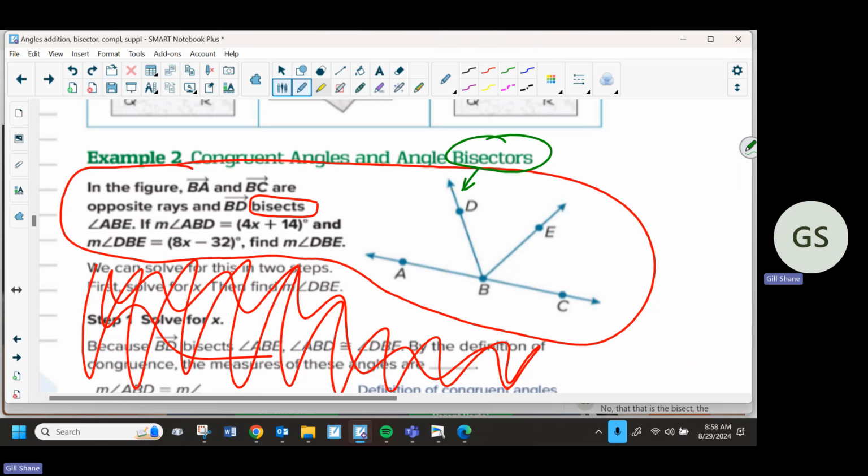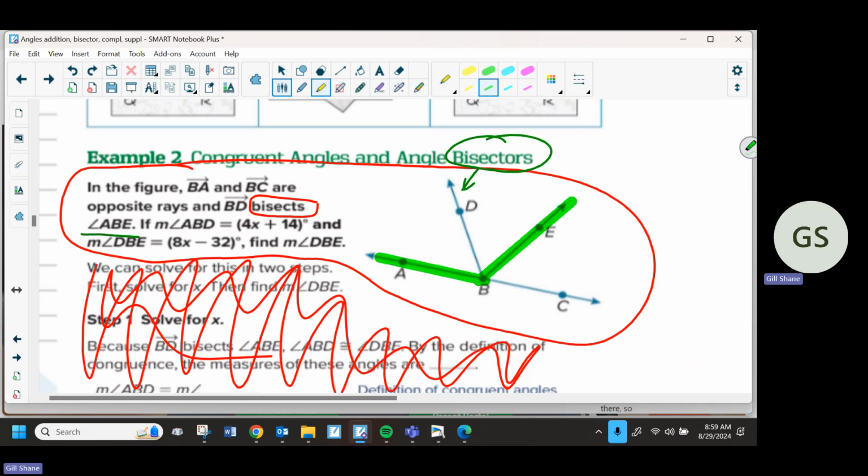So what does that line do? It's a bisector. It splits something in half, right? We just have to figure out what it split in half. Well, it tells you that right there. It bisects ABE. I would again go to the figure. I wouldn't try to do anything with that. I'd say, okay, I know that it bisects. I didn't use any highlighters, so I'm going to do this now. It bisects that angle right there.